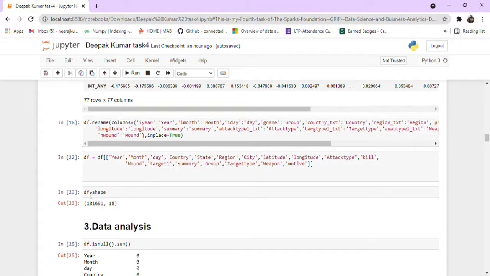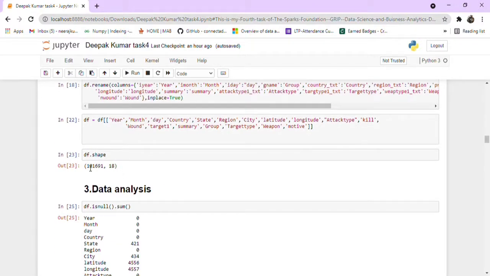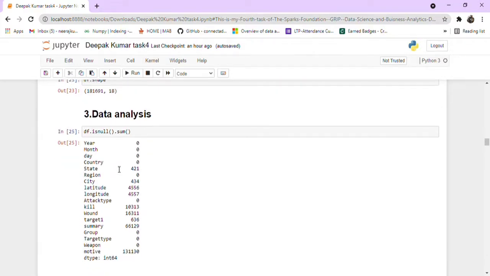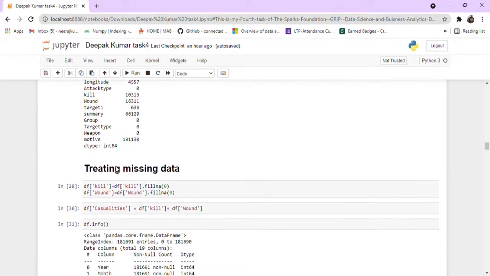After that, I wrote the code df.shape. Here I have reduced 135 columns to 18 columns. In the next step, I started analyzing the data. First of all, I checked whether any null values are present. There are some null values in some columns; some I have to skip and some I have to treat.